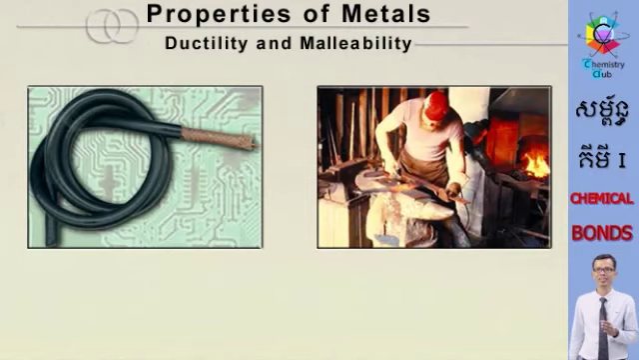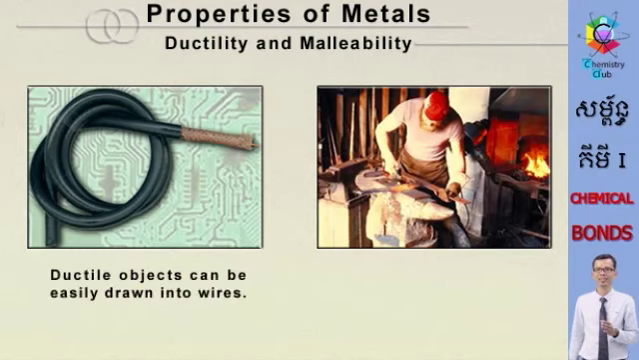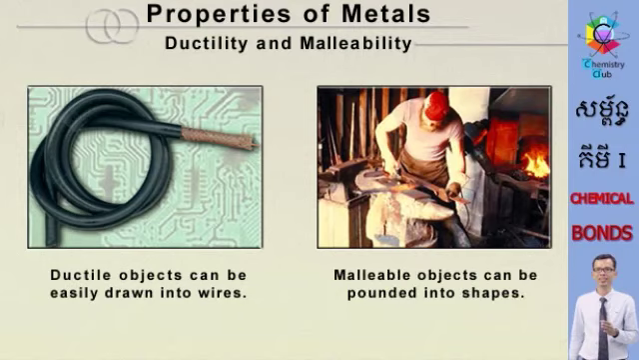Ductility and malleability are two properties referring to the ability to shape metals. Ductile objects can be easily pulled into wires. Since copper can easily be drawn into wires and it conducts electricity well, copper wires are extensively used in computers, air conditioners, appliances, and other objects that use electricity. In contrast, malleable objects can be pounded and bent into shape.